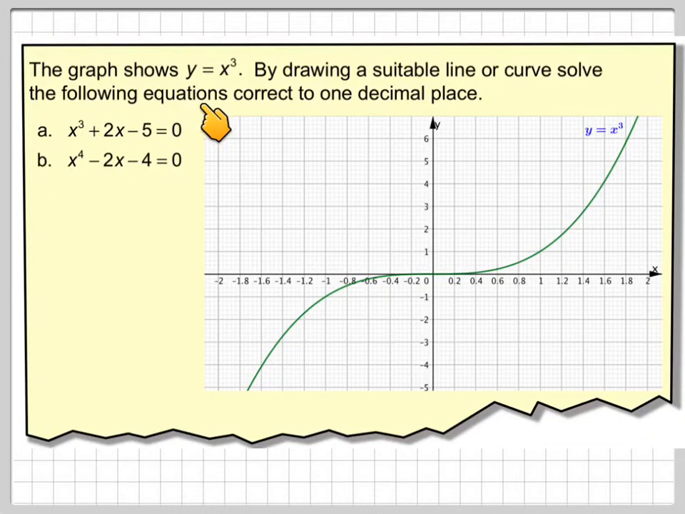The graph shows y is equal to x cubed. Now, by drawing a suitable line or curve, solve the following equations correct to one decimal place. The first equation is x cubed plus 2x minus 5 is equal to 0. And the second one is x to the 4th minus 2x minus 4 is equal to 0. So here we've got the graph of y is equal to x cubed.